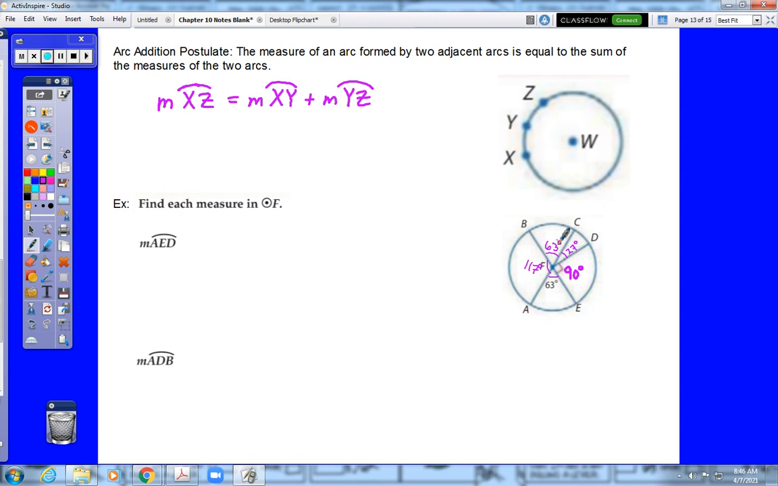So if we want to find the measure of arc AED, the only reason they gave us three letters here was because they wanted us to make sure that we grabbed the correct arc. They could have just as easily said AD, and we should have assumed that it was that one. Does that make sense? Minor arcs usually are named with two letters, but it is possible they could give you three, just to make sure you go the right direction. That would be the measure of AE plus the measure of ED.